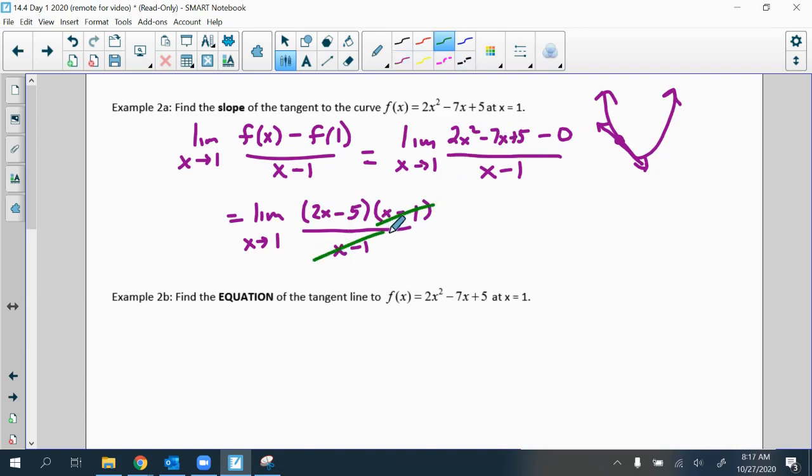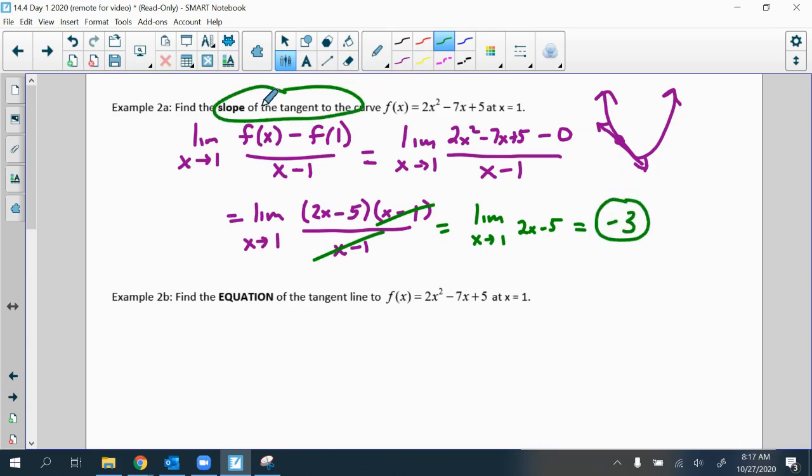Notice that the x minus 1s will then cancel. So now I have the limit as x approaches 1 of 2x minus 5. Now I can just directly substitute 1 in after doing some algebra, and I end up with negative 3. So this is the slope of the tangent line to the curve. Now if I want to write the equation, I just remember that 1 comma 0 was the point. So I write y minus 0 equals negative 3 times x minus 1.